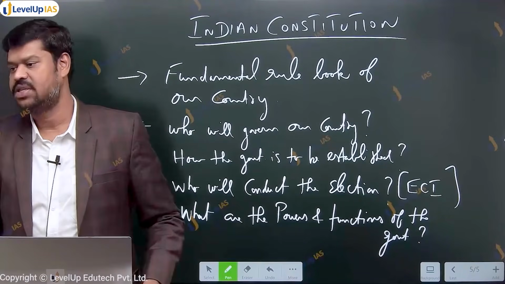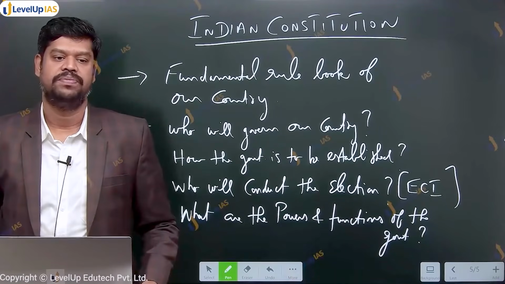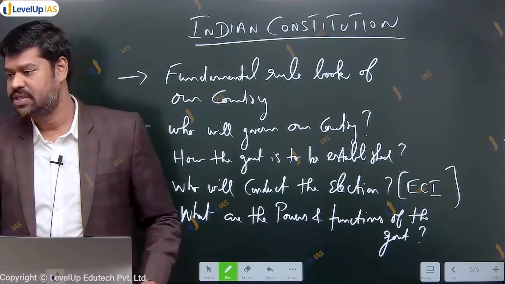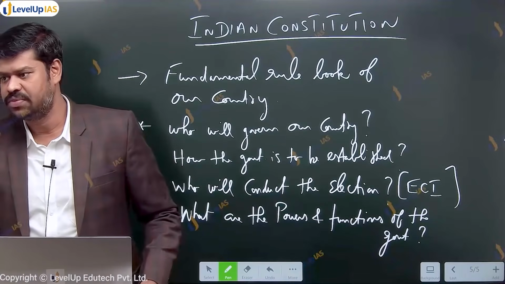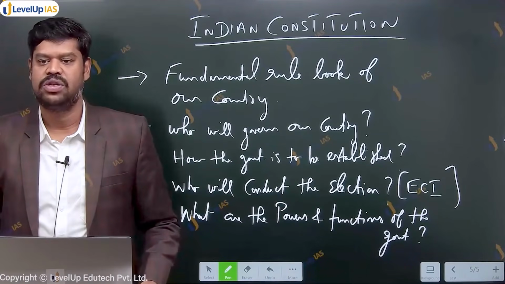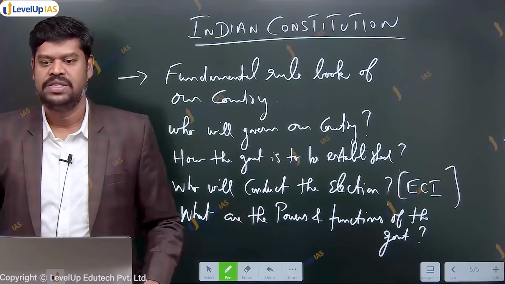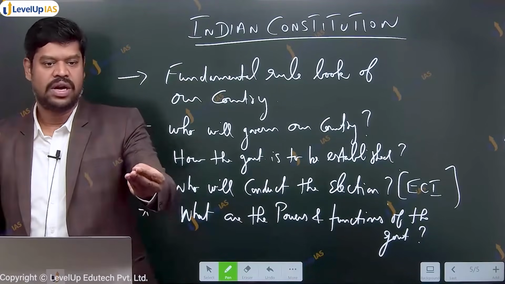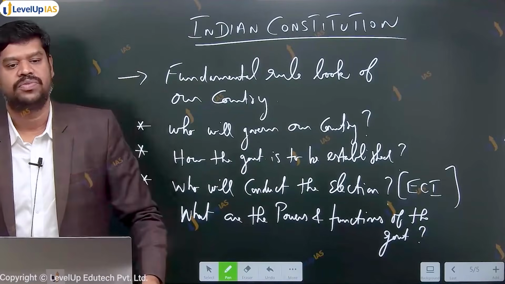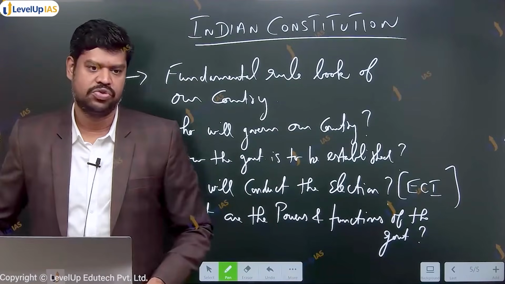For example, the Election Commission of India is an independent body. Say, for example, the Union Public Service Commission. Have you heard of the Union Public Service Commission, which is basically UPSC? What is the role of UPSC? UPSC is the body which will conduct the examination that you are preparing for. That's an independent body under the Constitution.